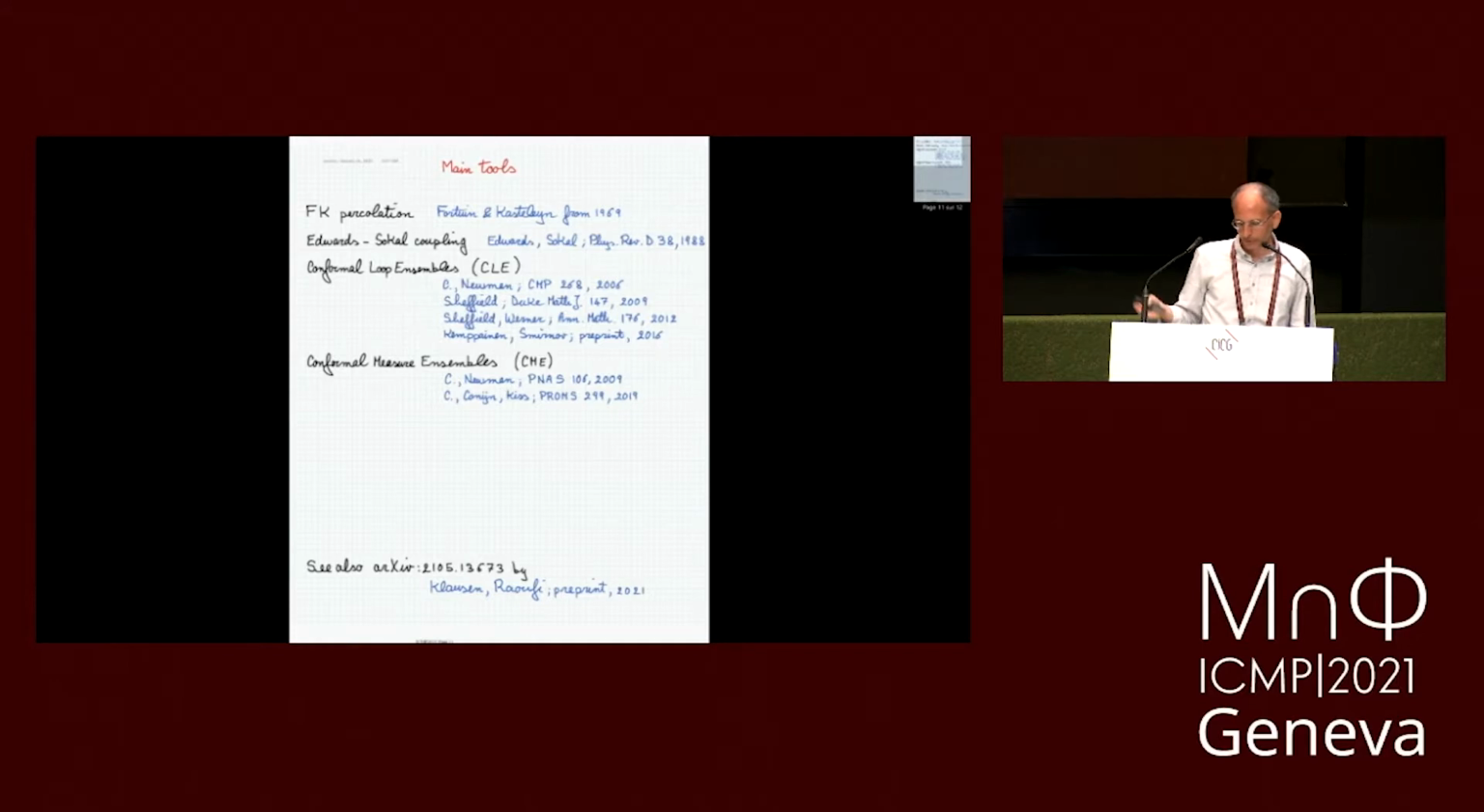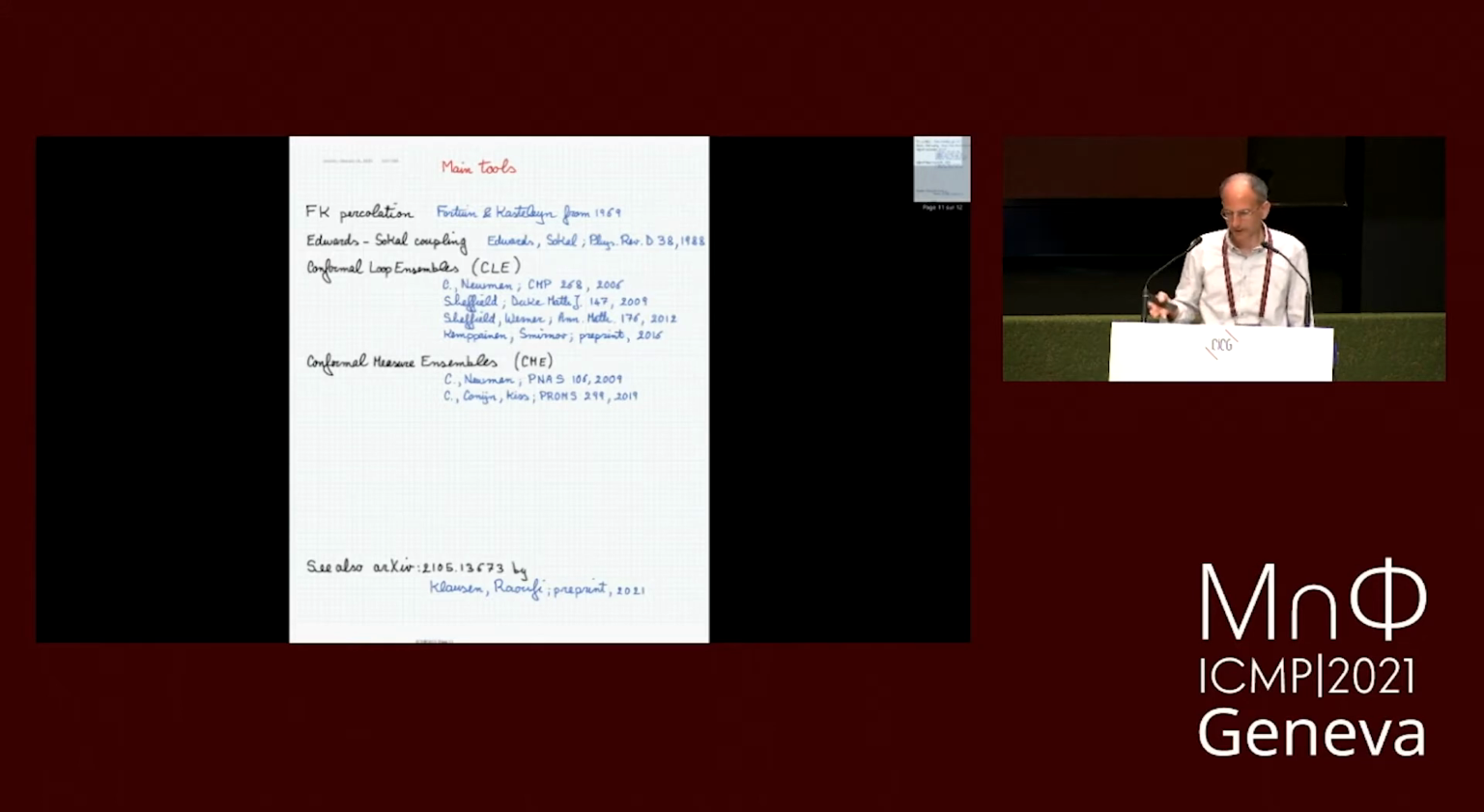The first conformal loop ensemble was actually introduced in the context of percolation in a paper by Chuck Newman and myself, where we constructed the full scaling limit of percolation, but the general concept was introduced by Sheffield, and then the theory was developed by Sheffield and Werner, and various other people, including Kemppainen and Smirnov, in the context of FK percolation, which is relevant here. Conformal measure ensembles, as I said, is a more recent concept that was really designed.